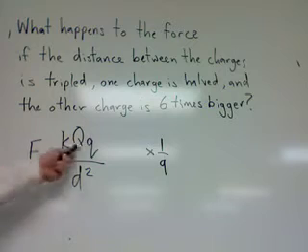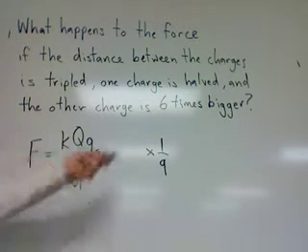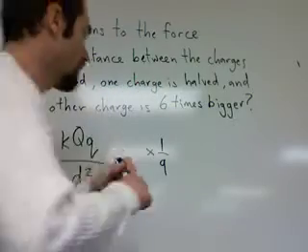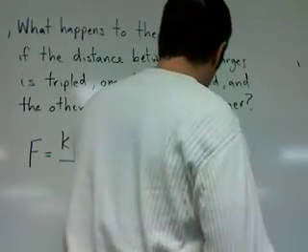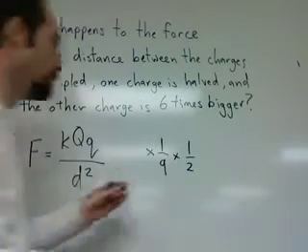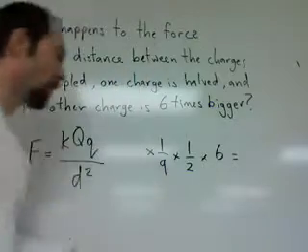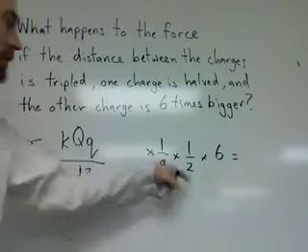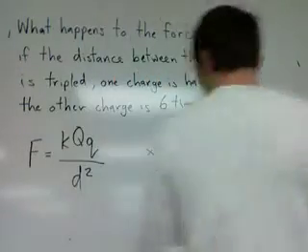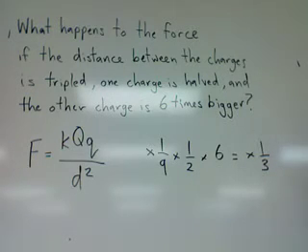You know the relationship between Q and F is a direct relationship, so whatever happens to Q happens to F. So if one charge is halved, so far we're there, and then the other charge is 6 times bigger, so we're there. So that means if you do the math here, this is 18, so this would be 1/3, so the force would be 1/3 as big.